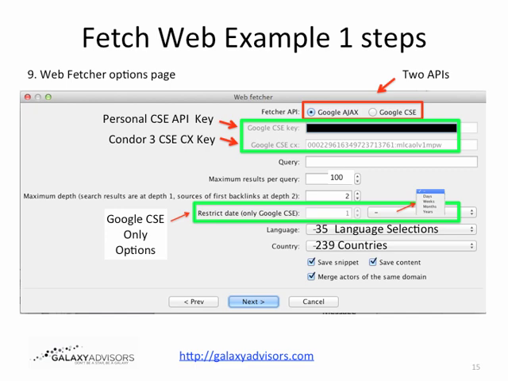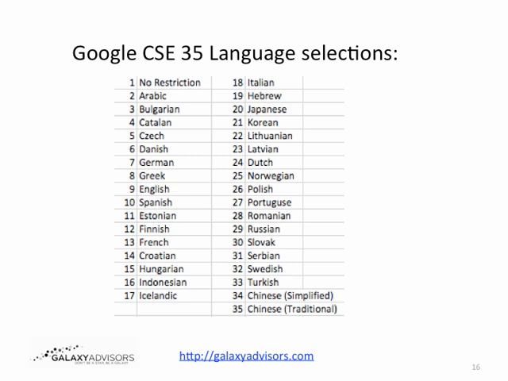And then the Google CSE only options are that you can restrict based upon when Google crawled the site. You can say, well, I want to only look at the sites recorded in the last few days or weeks or months or years. You have 35 language selections that you can choose from, and you can restrict it to some 239 countries, along with either saving the snippet, saving the content, or merging the actors of the same domain. The actors in this case are websites. And click Next.